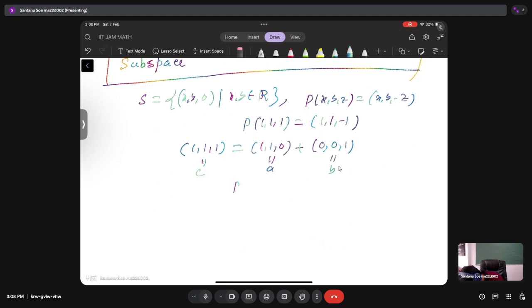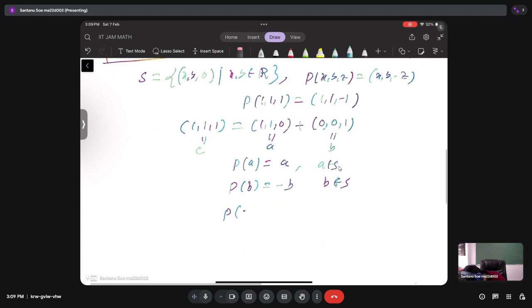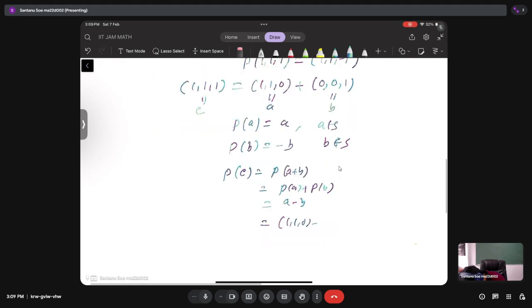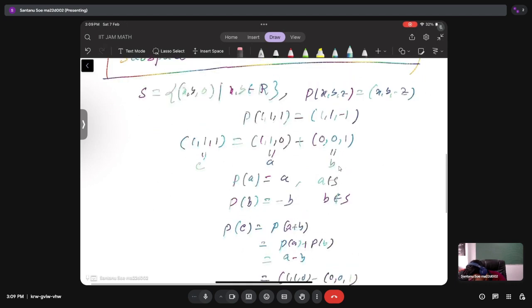Then try to see that the reflection of A will be A, because we said if that point belongs to the space, then the reflection will be the same point, since A belongs to S. Now B does not belong to S, clearly. So the reflection of B will be nothing but minus of B. So P of C will be P of A plus B, which is P of A plus P of B, which is A minus B. Now A was (1, 1, 0) minus (0, 0, 1). So (1, 1, minus 1).